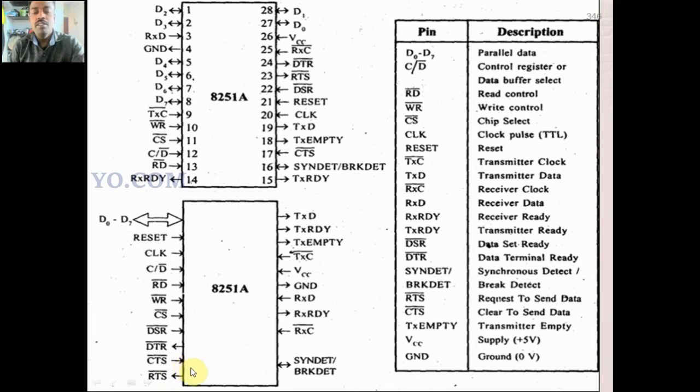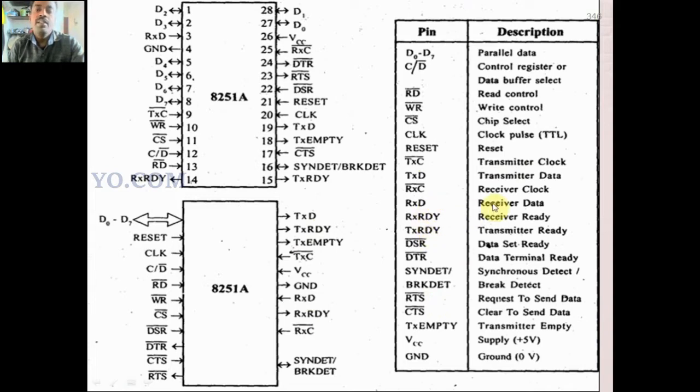Then RTS, request to send data. So these are the control signals used to transfer and receive data, before transmitting and receiving the data. So we are enabling these two things. Okay, the next one is TXD. This is a pin we use in a pen drive. TXD and RXD, what are those? TXD means transmitter data, RXD means receiver data.